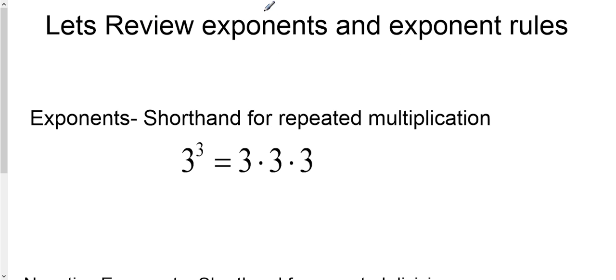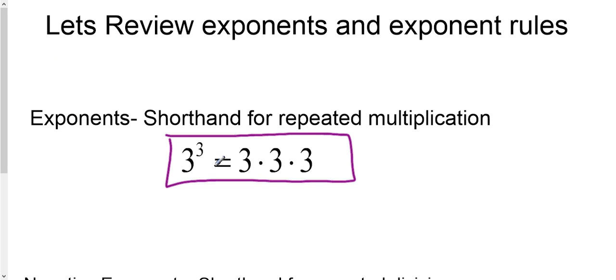So in the name, exponential functions, we do want to review our exponents and exponent rules. The biggest one for exponential functions: exponents mean shorthand for repeated multiplication. So 3 to the third is 3 times 3 times 3. We all know what that is. 10 to the fourth would be 10 times 10 times 10 times 10, 4 times.